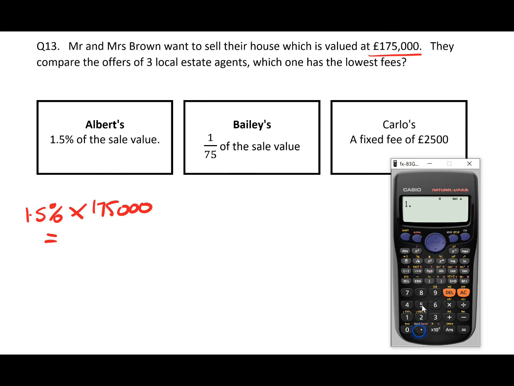So 1.5 shift button brackets of the £175,000. Press equals and we get £2,625.